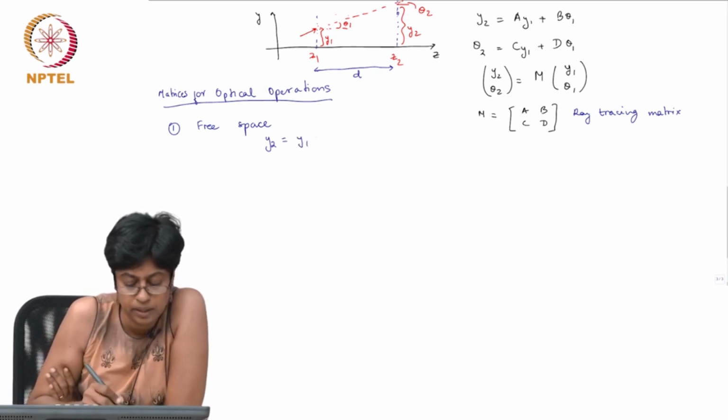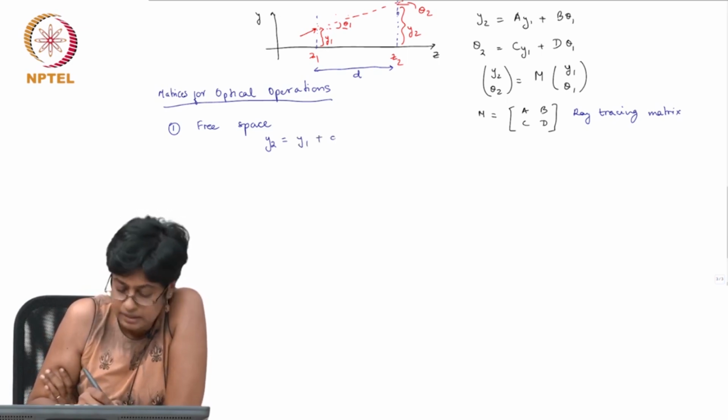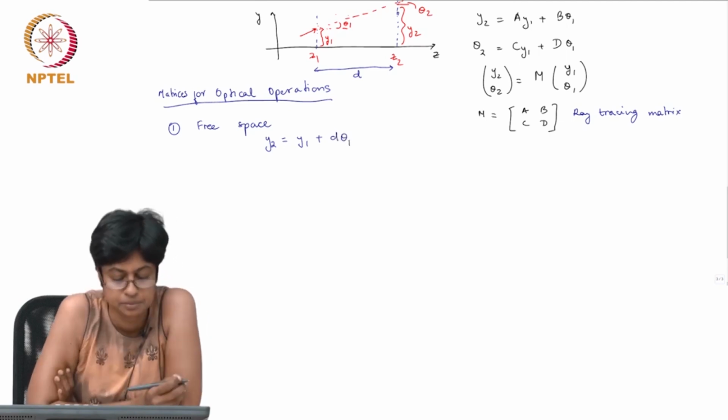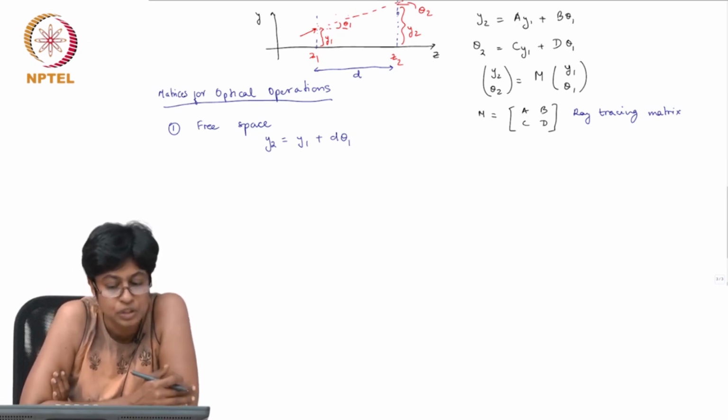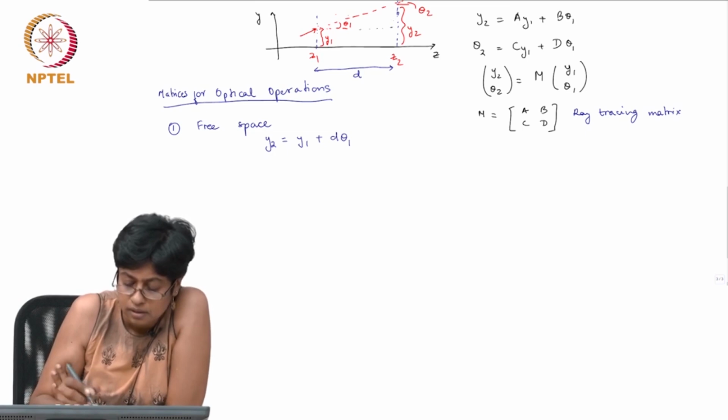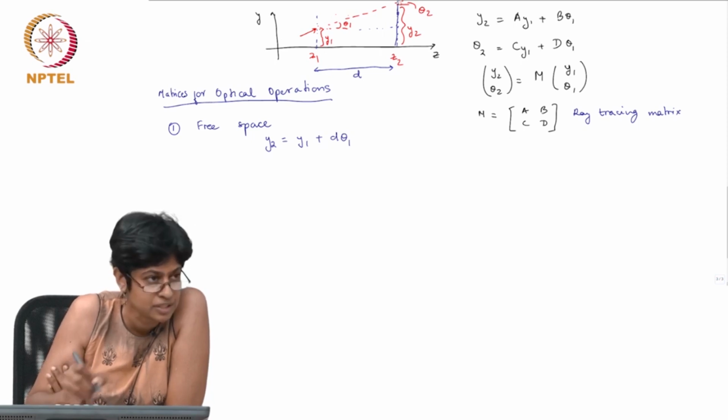It's nothing but y1 plus d theta, or let's be explicit, use the terms we have used. So it's d theta 1. The new height is nothing but the old height plus the change in height that has come because of this extra travel.